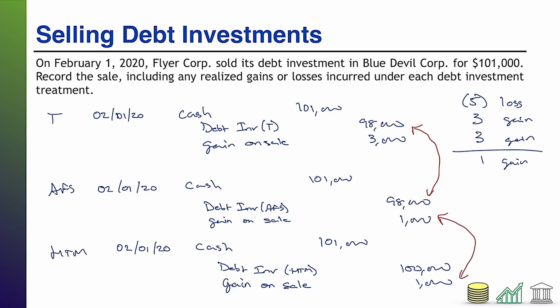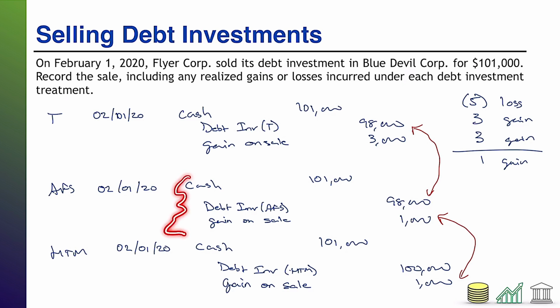Here's where that whole hybrid thing comes into play, right? This is why we did AFS the way we did it. We updated the balance sheet just like if it was trading, but we avoided the income statement as if it was held to maturity up until this point in time. And so you have to record a gain on sale of 1,000, the true gain that will now go through the income statement.